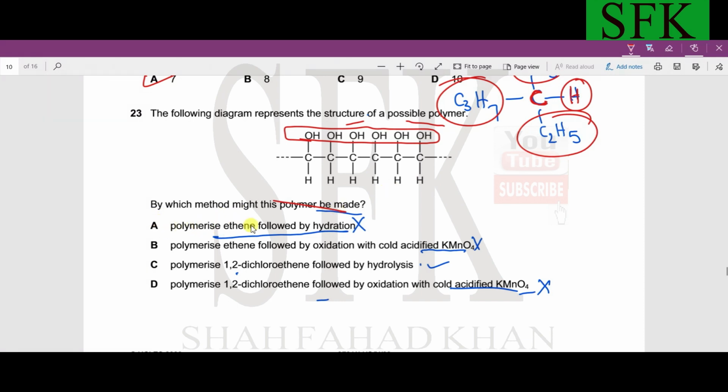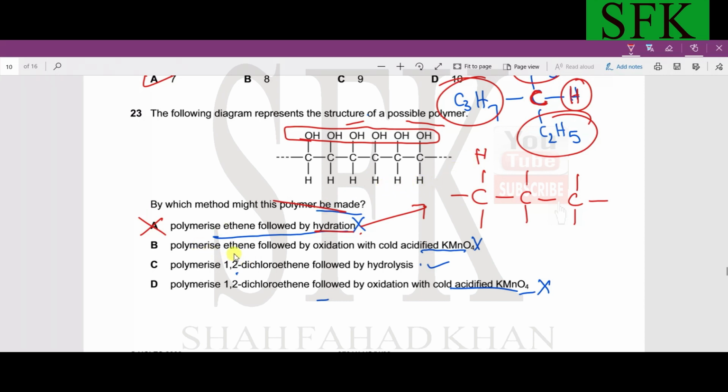Option A says polymerize ethene followed by hydration. If we polymerize ethene, we'll get a polyethene molecule, which is a non-polar compound, and so it will not be hydrated. So option A cannot be correct. Hydration is actually addition of water, an electrophilic addition reaction. Electrophilic addition of water is not possible because this is a non-polar compound.